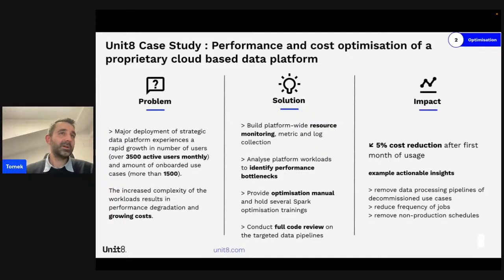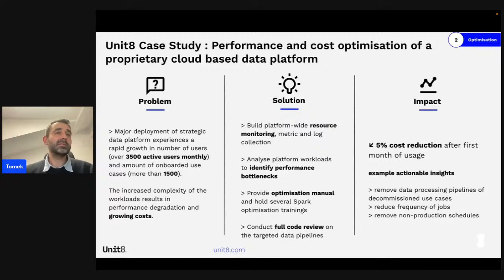And we partnered with that client, and together with them, we built a solution that first of all was reading metrics, logs, collecting data from different parts of the platform, analyzing workloads, and identifying performance bottlenecks with actionable insights. And then on top of that, we're providing optimization manuals and educating users to write better Spark jobs, because Spark was the processing engine in this case, up to conducting full code reviews.